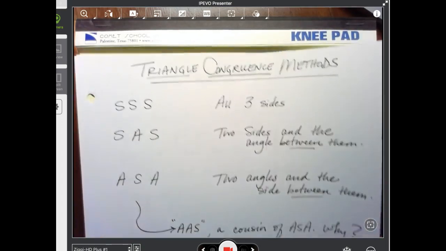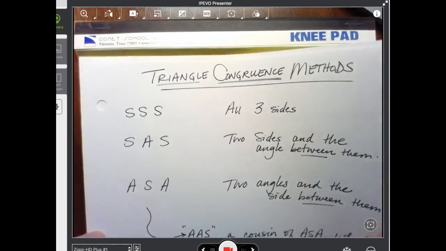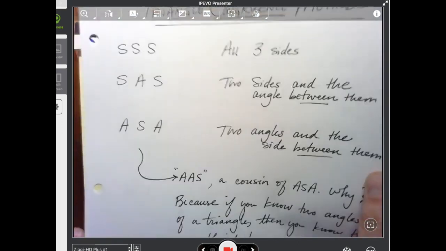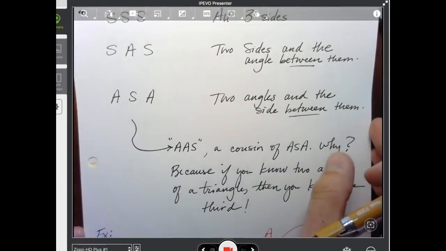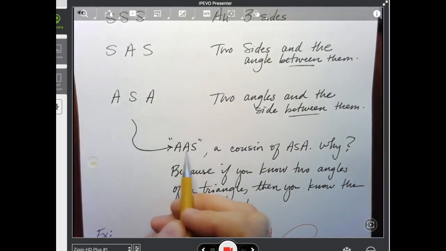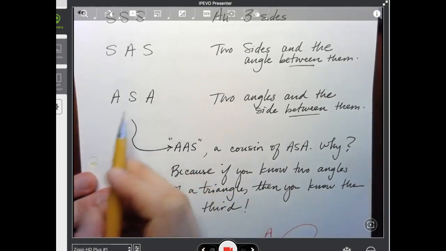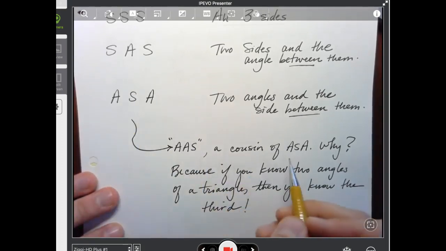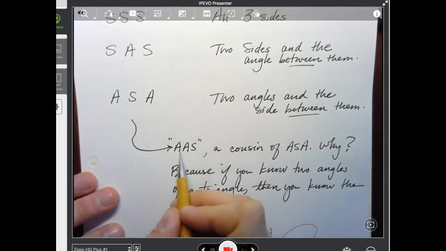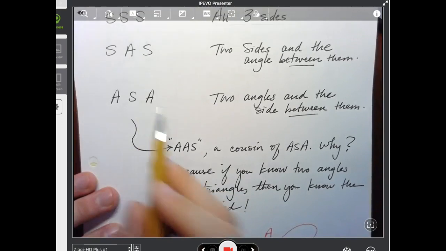And I want to also mention here that Virginia, for whatever reason, teaches another method that I don't really agree with. On the SOL they teach AAS, which of course is angle, angle, side, and they actually teach this as a separate method than ASA, but it's a cousin. This is really the same thing as ASA.